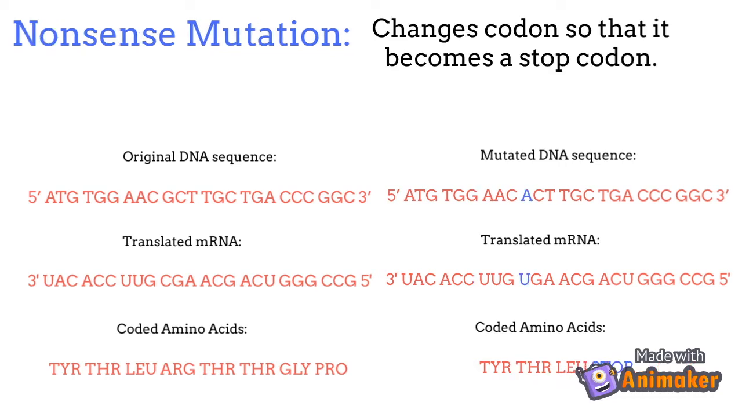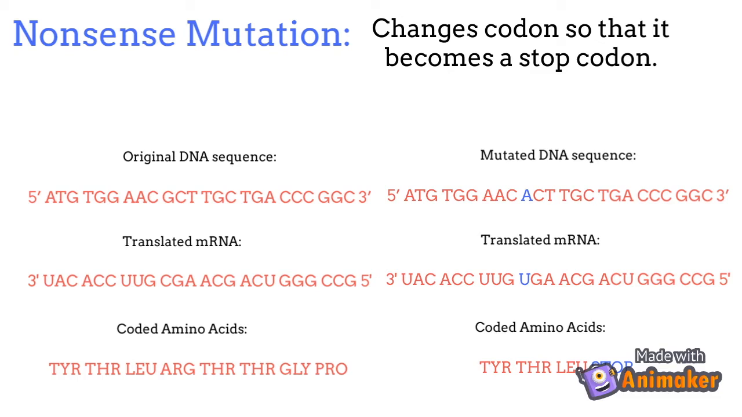Another example is nonsense mutation, which results in an amino acid mutated to a stop codon. So looking at the same example, we see that this guanine is substituted with an adenine, and that results in a stop codon rather than arginine from the original strand.